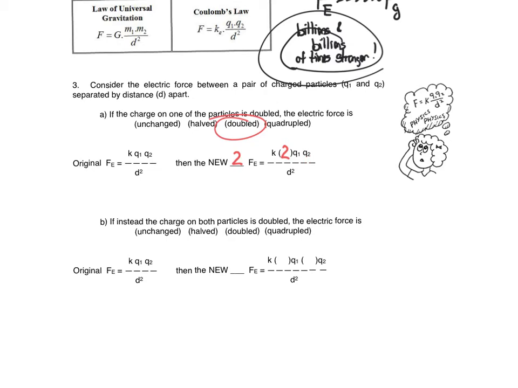For B, it says if instead the charge on both particles is doubled, what happens to the electric force? So here I'm going to double both, so 2Q1 and double Q2 as well. Well, 2 times 2 is going to give us 4, and our new electric force will be 4 times the amount. Again, because electric force depends directly on the amount of charges. So that would be quadrupled. Okay, all right, let's try some more here, everybody.